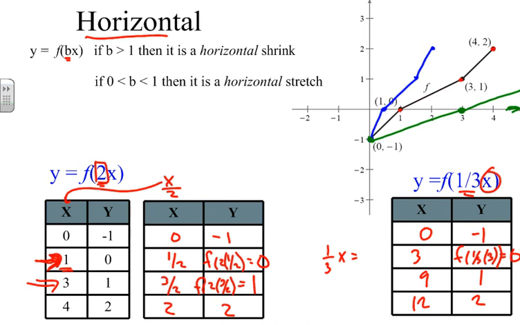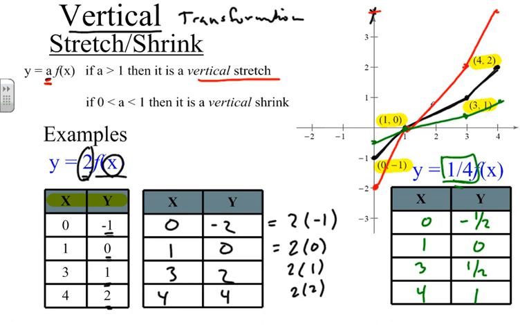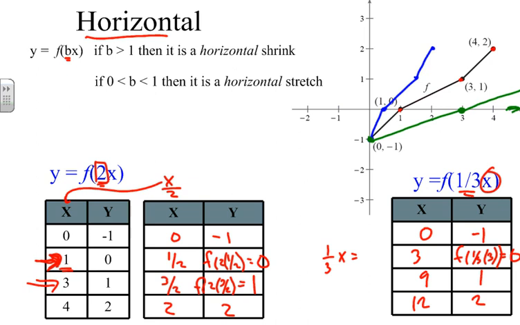So that is how you can identify or work with horizontal stretches and shrinks, and also vertical stretches and shrinks, which are all transformations. I hope this helps. Just remember that every graph has points, and you're transforming those points either vertically, messing with the y, or you're messing with the x values when they're horizontal. All right, enjoy.